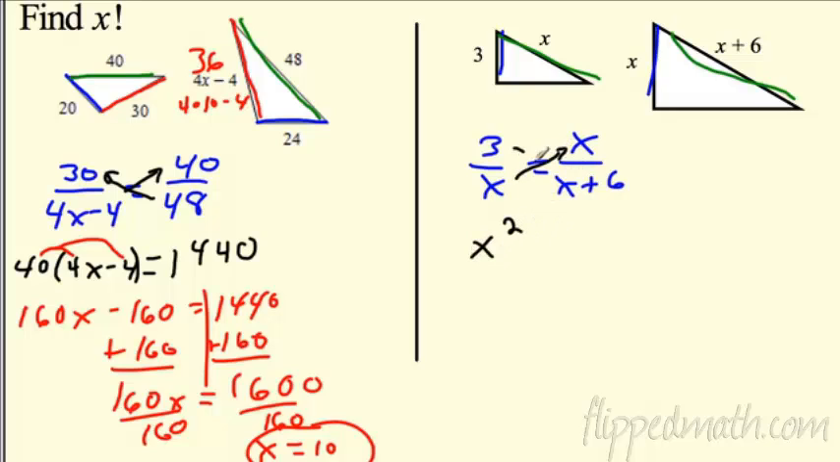X squared. Then I'm going to do this way and say this is 3 times x plus 6. Wow, so there's my cross multiply. Let's distribute on this side. So we're looking at x squared equals 3x plus 18.